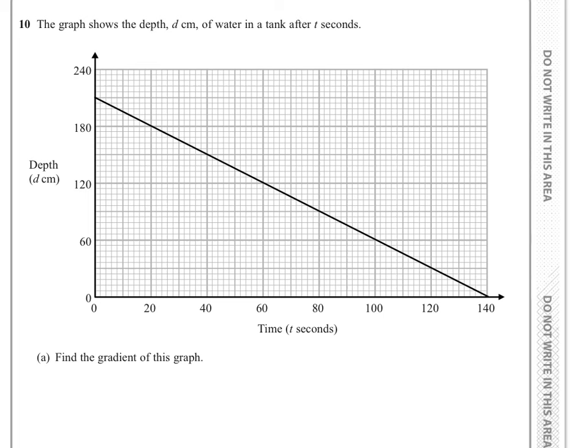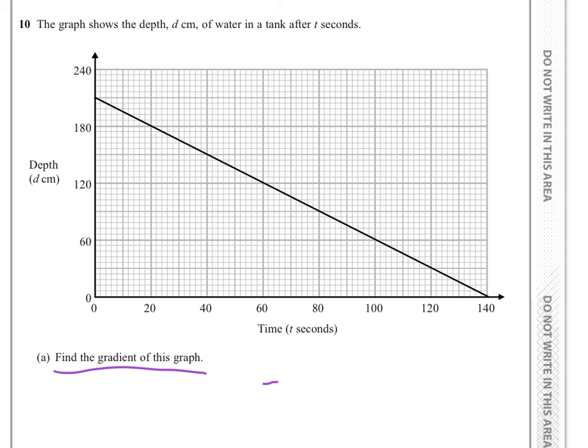Question 10. The graph shows the depth d centimetres of water in a tank after t seconds. And the first thing it says is find the gradient of this graph. Well, the gradient is a nice way of saying how steep that line would be. Now we know it goes downhill, so it's going to have a negative sign.